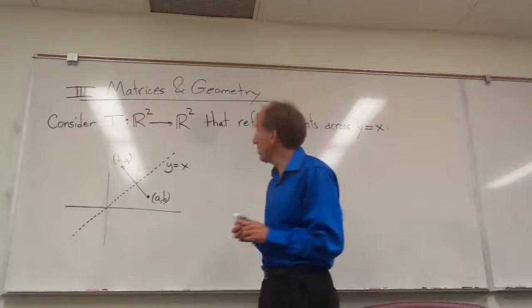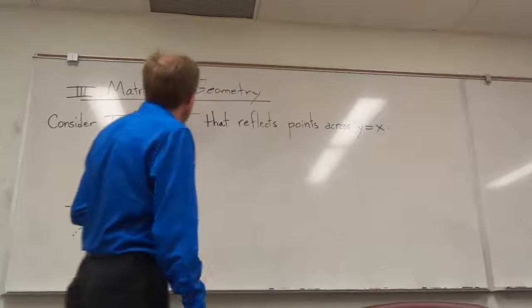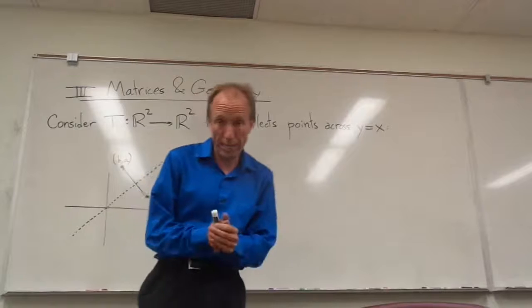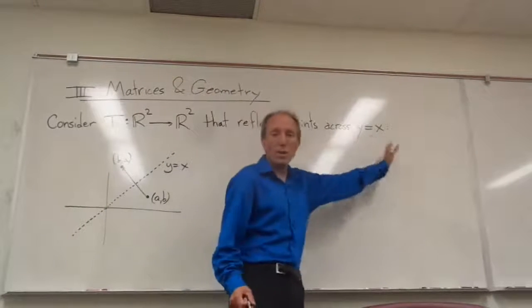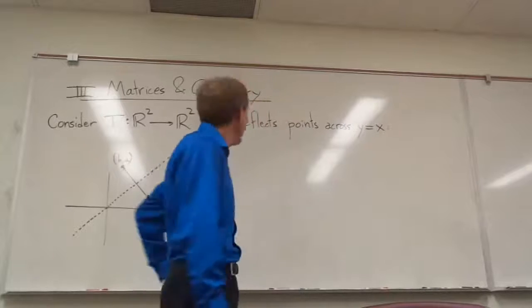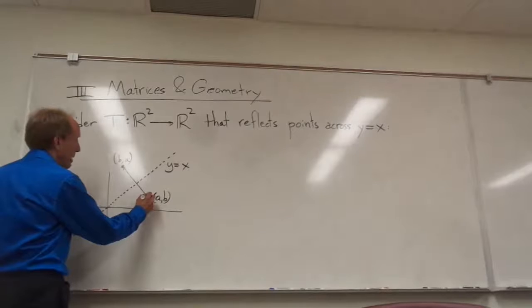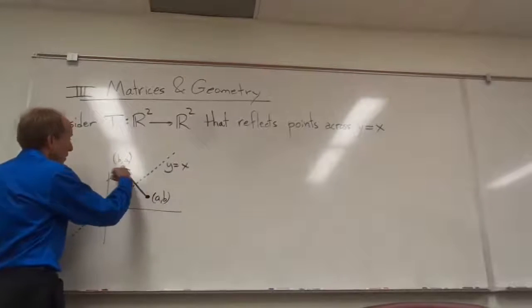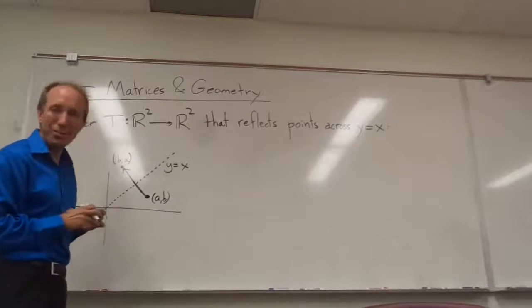We have some examples, and I just wanted to show you how that might look for a second. Let's suppose we have a transformation. We don't have a formula for it yet, but let's imagine that it reflects points across the line y equals x. Here's a picture of what that might look like. You have a point (a, b), and the transformation reflects it to the point (b, a), which is on the opposite side of the line y equals x.